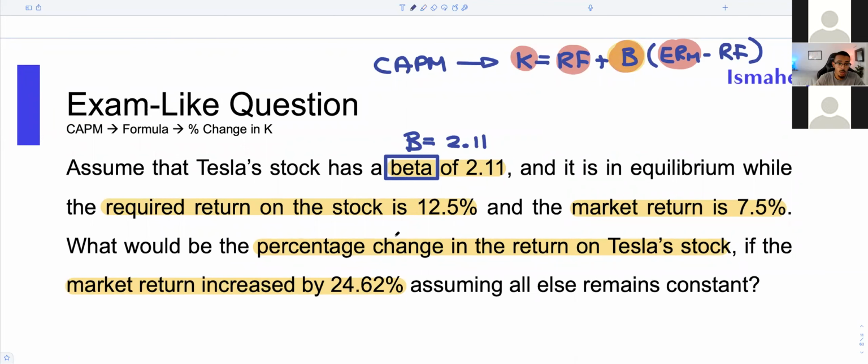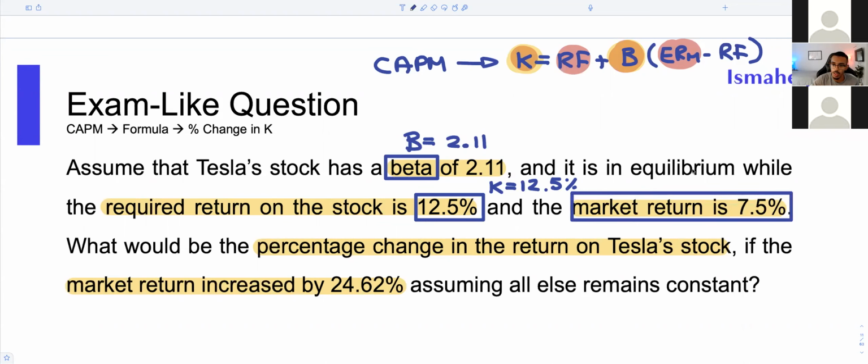And we know that the required rate of return on the stock, on Tesla, is equal to 12.5%. So K is equal to 12.5%. So far, so good, right? We already found a lot of really good information. And we also know that the market return is 7.5%. Whoops, sorry about that, guys. So we know that the market return is 7.5%. That's awesome stuff as well. So we have ERM.